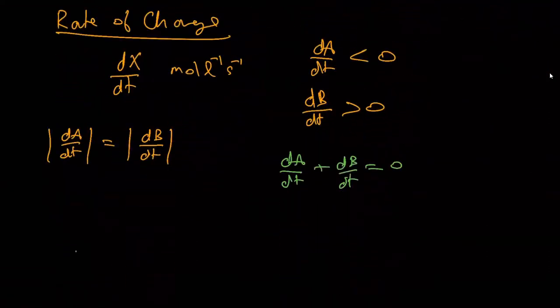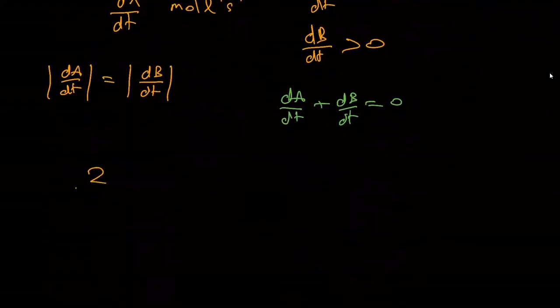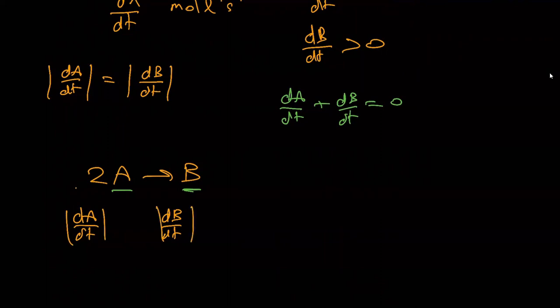Now, how about this reaction here? 2A goes to B. In this case, I would measure the A, and I would measure the B. Now, A is disappearing twice as fast as B, because for every B that appears, 2 A's disappear. So the absolute values are definitely not the same in this case.